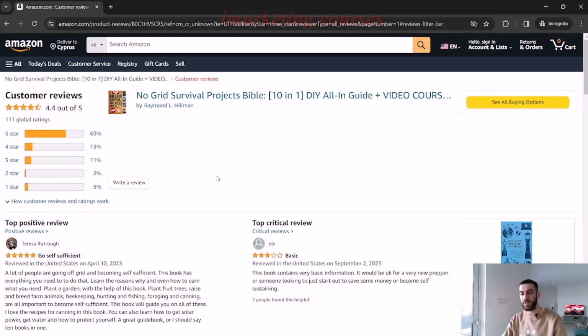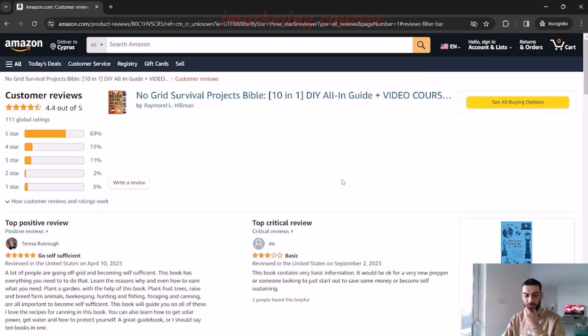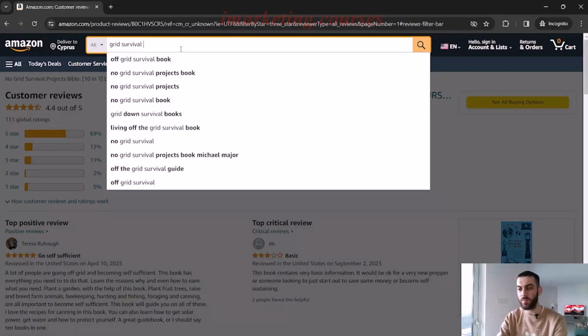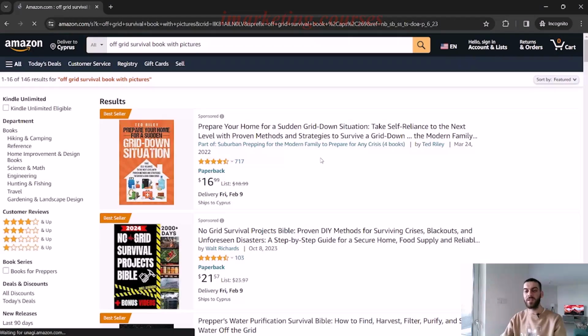Now, once you have that, there's one last thing that you need to do, and that's think about your USP. Your USP is your unique selling point. Right now, it looks like our USP is probably going to be that we actually have colored images or colored illustrations, because it looks like there's no off-grid survival book with a bunch of illustrations. Let's see, off-grid survival book, and then there we go, with pictures. So there's literally a keyword that tells you people are looking for off-grid survival book with pictures. Let's click on that and see if they're selling.